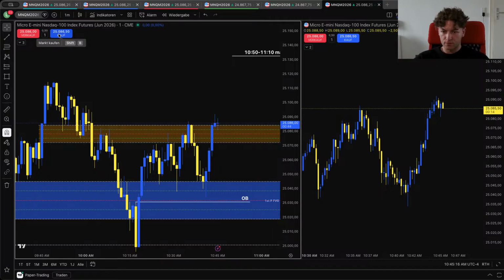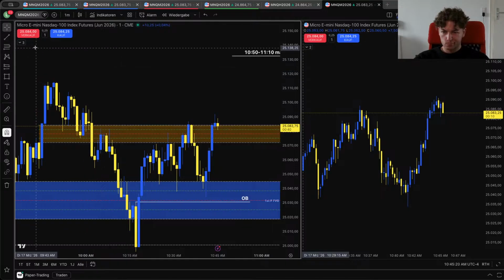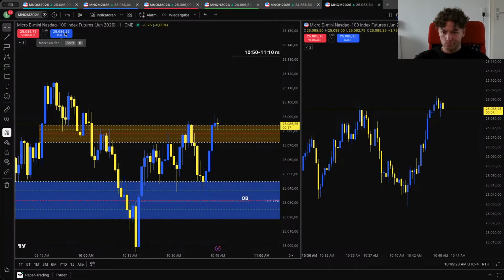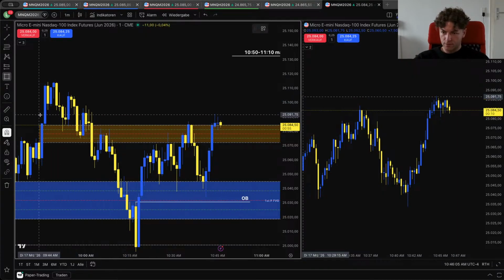Want to have a bigger retracement. Do we get it? No. No. Yes. Hmm. I don't like how we are respecting this Fair Value Gap.